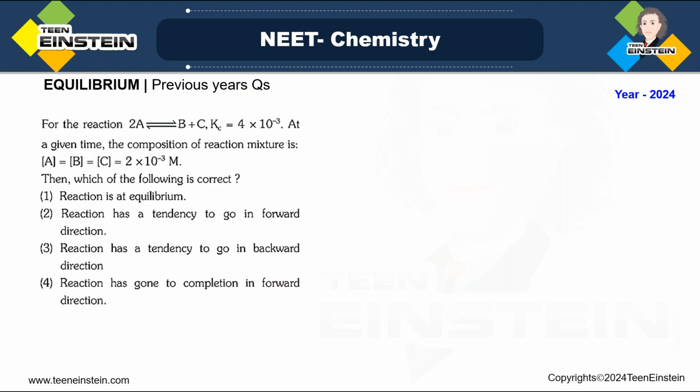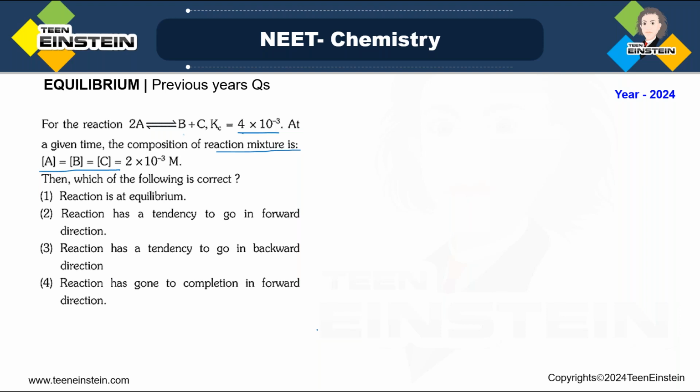For the reaction 2A in equilibrium with B and C, the Kc value is given as 4 × 10^-3. At a given time, the composition of the reaction mixture is such that the concentrations of the products as well as the reactant are all the same, 2 × 10^-3 molar. Under this condition, which of the following is correct? That we have to find.